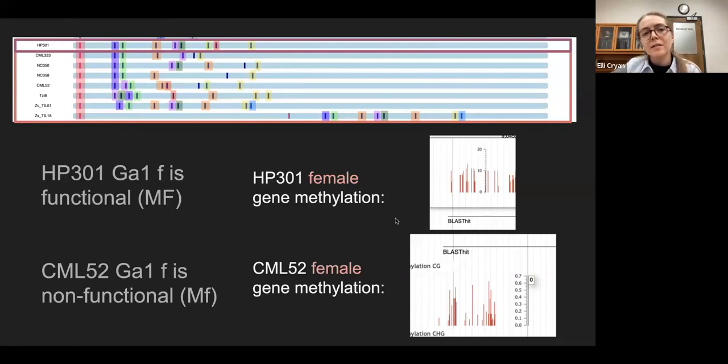It seems like the main difference between the female genes here is that the HP301 female gene has much higher methylation than the other female genes in this haplotype set. So we think, although we don't have any further evidence, just the observational evidence of what these phenotypes are, what the haplotypes look like, and what this methylation pattern looks like, that potentially methylation could be driving the presence or absence of the female phenotype here.